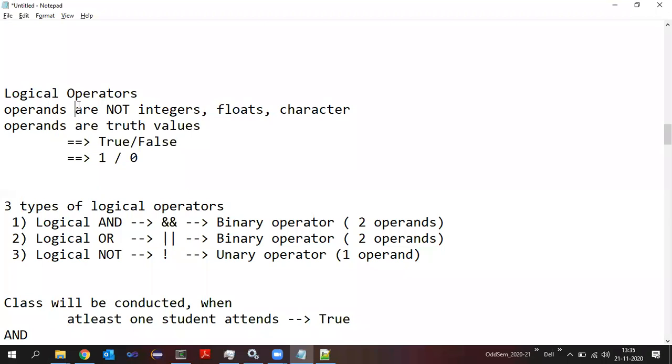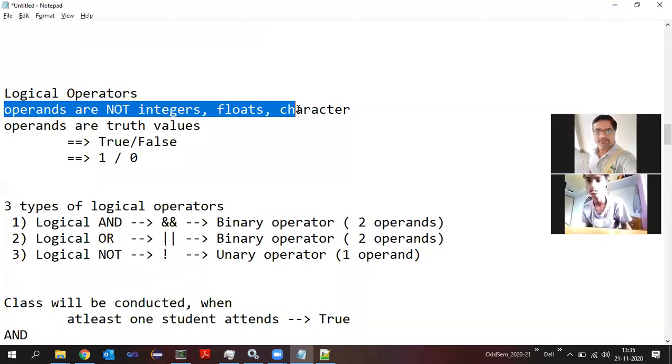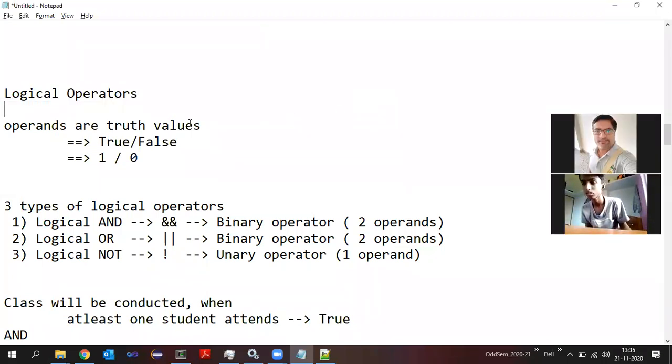For logical operators, the operands are always what? The truth values. Truth values means true or false. In other terms, binary values 1 or 0. Right? Remember this one. The operands for logical operators are true or false. Only these two. Apart from that, nothing we will have.